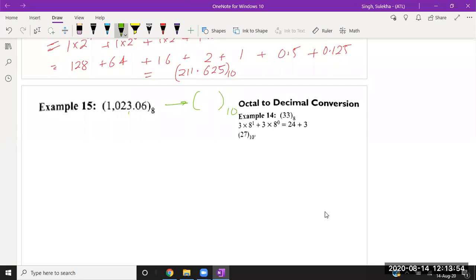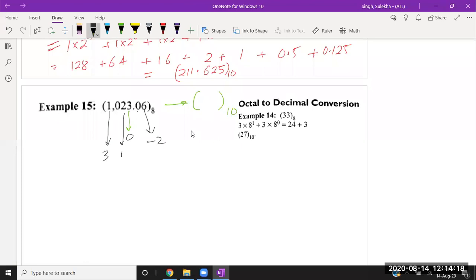I need to change my marker color. So this 3 is in the zeroth location. This 2 is in the first location. I can ignore this 0 also, the same as the previous case. And this 1 is there in the third location. Similarly, I can ignore this 0. This 6 is in the -2 location.